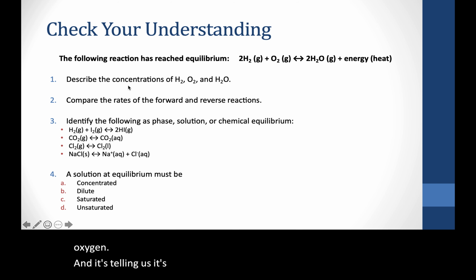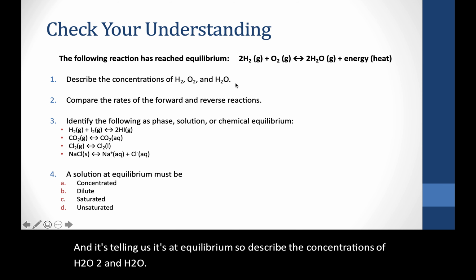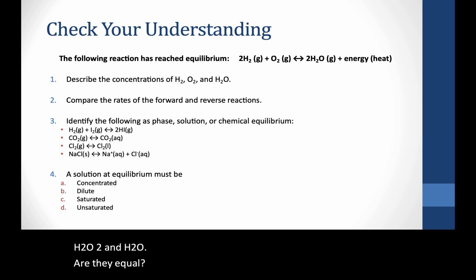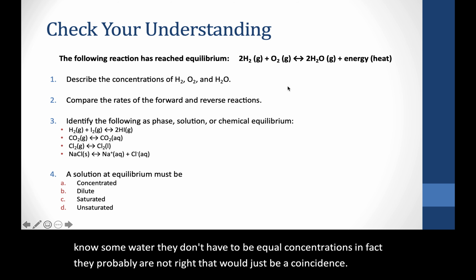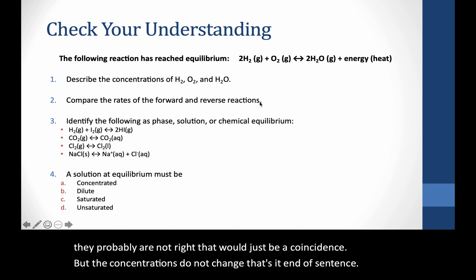So describe the concentrations of H2, O2, and H2O. Are they equal? No, they are not equal, but they're not changing. They are constant, right? So there might be a lot more hydrogen, a little bit of oxygen, and some water. They don't have to be equal concentrations. In fact, they probably are not. That would just be a coincidence. But the concentrations do not change. That's it. End of sentence. Okay. Compare the rates of the forward and reverse reactions. It says it's at equilibrium. Therefore, the rates are equal.